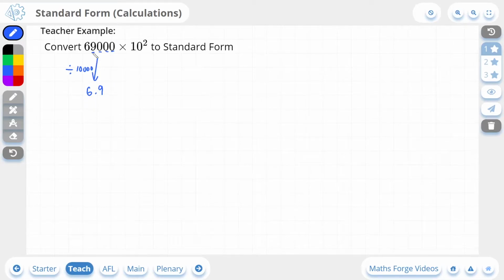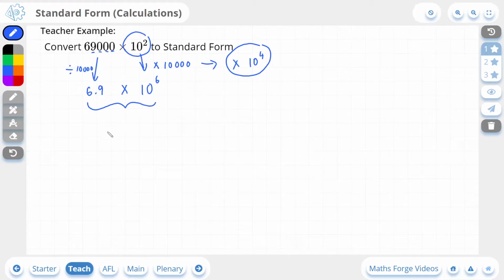Now, because we divided by 10,000, we're going to have to multiply this 10 squared by 10,000 to keep everything balanced. So we're going to times it by 10,000. And timesing by 10,000 is the same as timesing by 10 to the power of 4. So 10 squared multiplied by 10 to the power of 4 is going to give us 10 to the power of 6, because of course 2 plus 4 is 6. And now this is the number written in standard form. 6.9 times 10 to the power of 6. And if we check our answer, there it is.